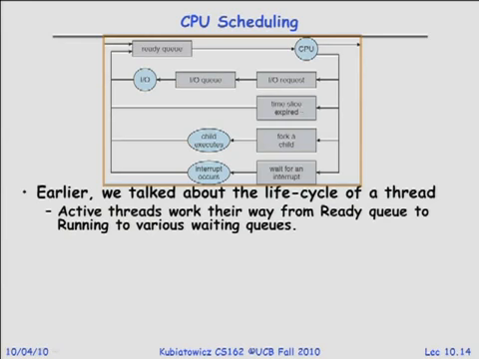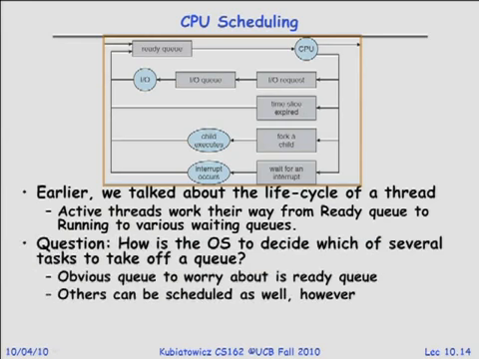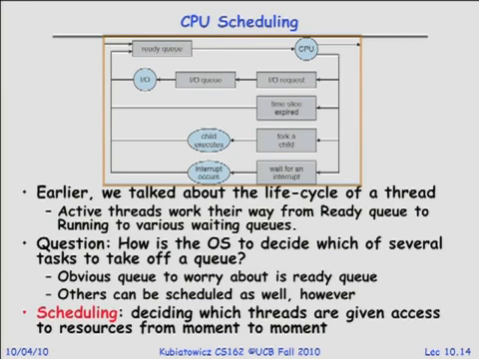And the question is, how does the OS decide which one to pull off here? Now, fortunately, you're all well aware of FIFO and priority, right? Because you love priority schedulers. But those are instances of how you make the decision of what to pull off the ready queue. And we're going to talk a lot more about when you make the decision and how you decide what to pull off the ready queue. Scheduling is basically the idea of deciding which threads are given access to resources from moment to moment.